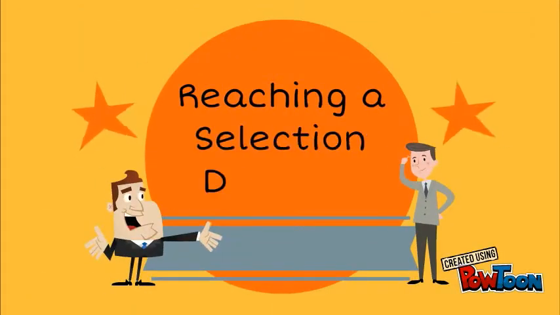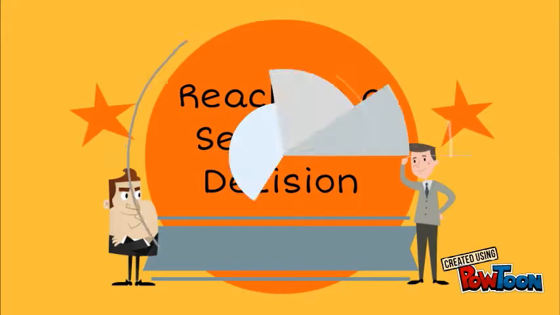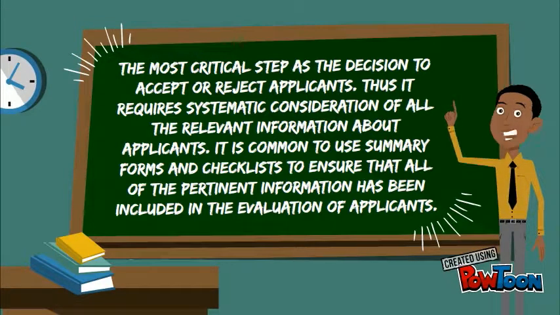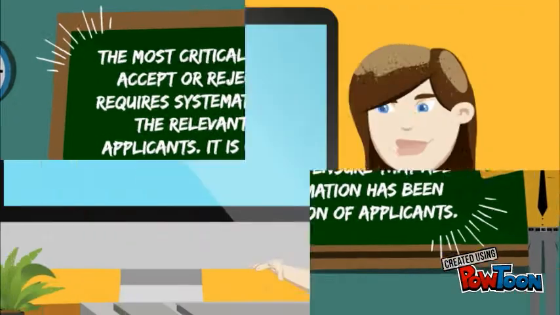Reaching a selection decision. The most critical step is the decision to accept or reject applicants. This requires systematic consideration of all the relevant information about applicants. It is common to use summary forms and checklists to ensure that all of the pertinent information has been included in the evaluation of the applicants.